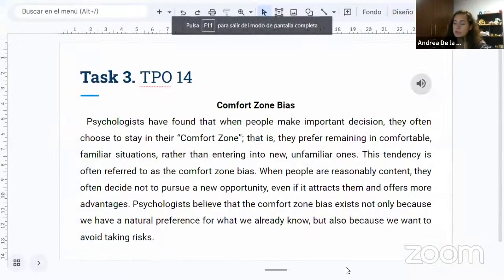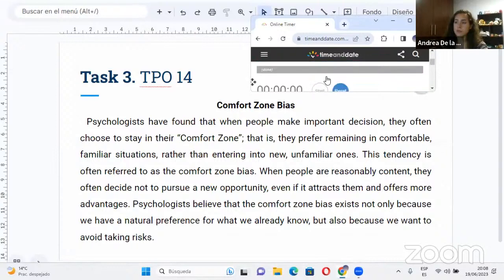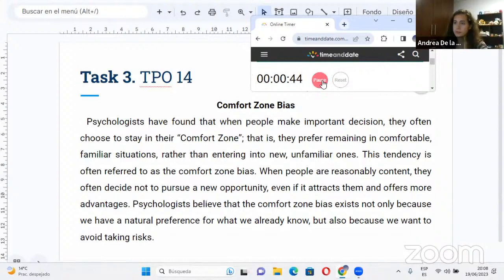So let's start with this question here, comfort zone bias. You guys will have 45 seconds to read the text starting now. Psychologists have found that when people make important decisions, they often choose to stay in their comfort zone.